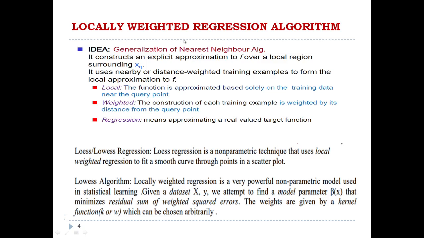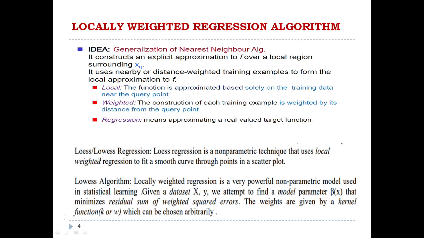So next we'll see the locally weighted regression algorithm. Here the idea is a generalization of the nearest neighbor algorithm. It constructs an explicit approximation to f over a local region surrounding xq. It uses nearby or distance weighted training examples to form the local approximation to f. Local means the function is approximated based solely on the training data near the query point. Weighted means the contribution of each training example is weighted by its distance from the query point. And regression means approximating a real valued target function.